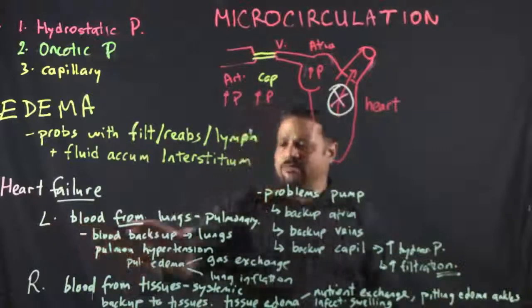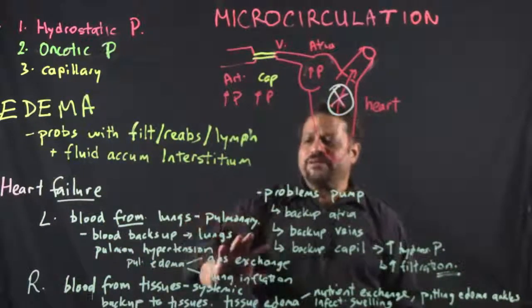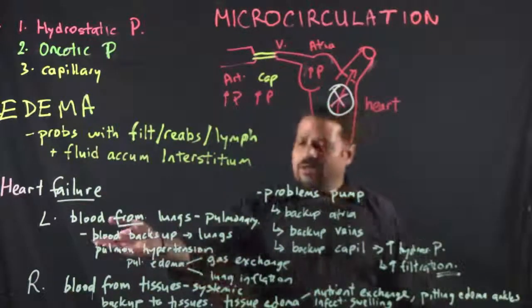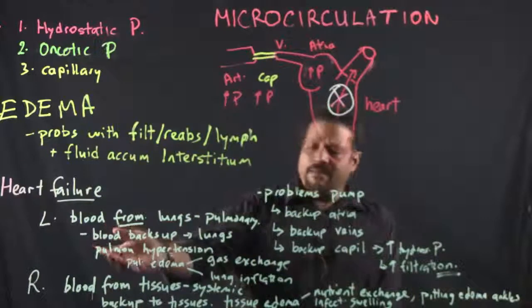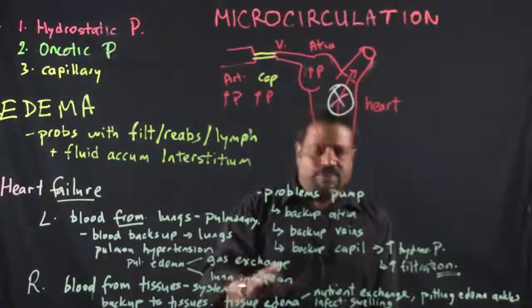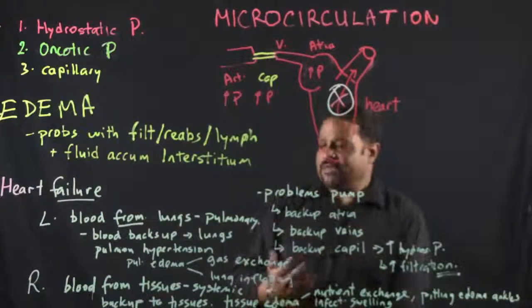The blood comes from the lungs, from the pulmonary circulation, so that will be affected. The blood will back up into the lungs itself and eventually cause pulmonary hypertension. And then you'll have pulmonary edema. You have problems with gas exchange, problems with lung inflation. Problems with lung inflation is going to cause problems with breathing, dyspnea.